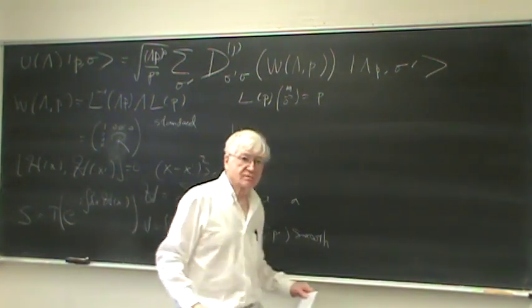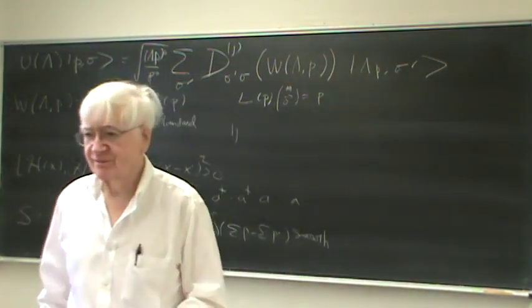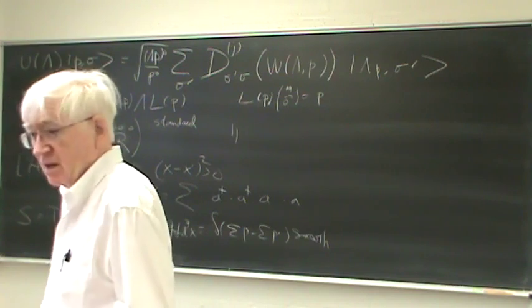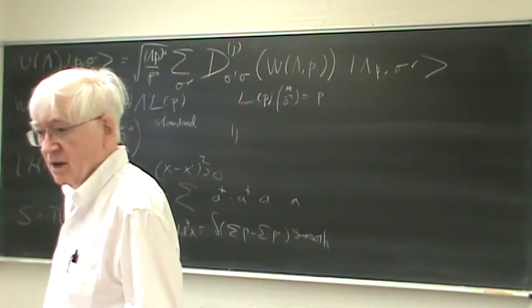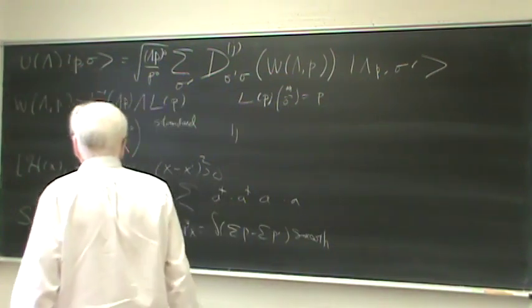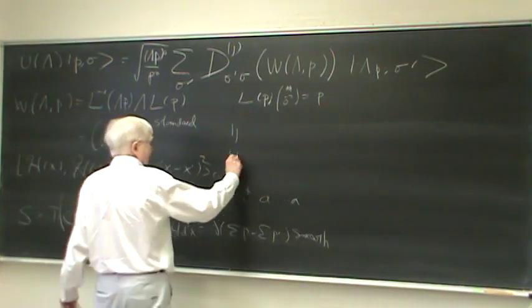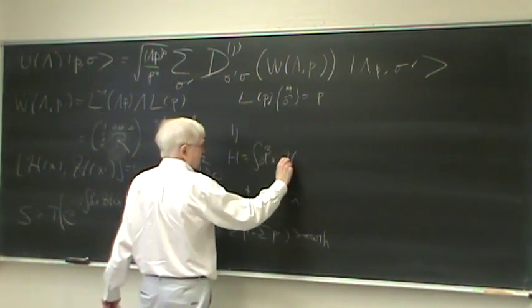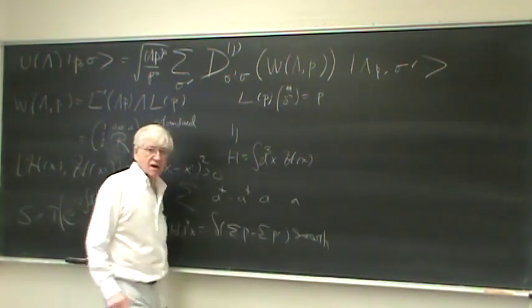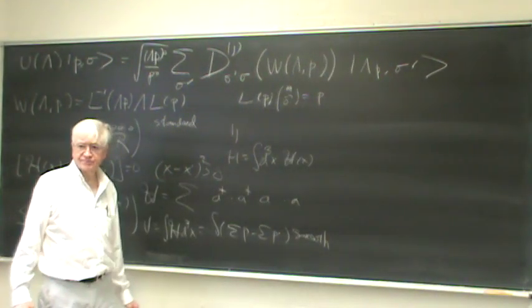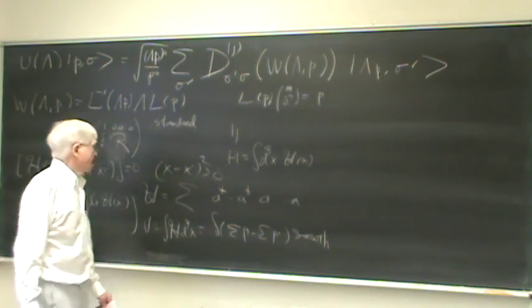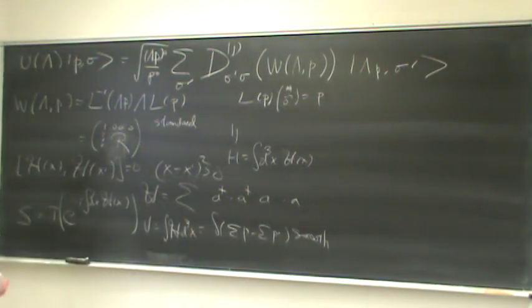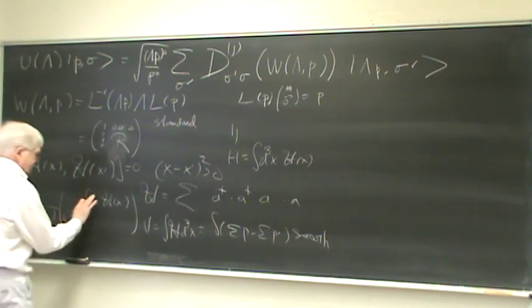Sorry, you said the Hamiltonian density? I've never heard that before. What is that? Well, the Hamiltonian is an integral d cubed x of a Hamiltonian density. And here, actually, I've left something out. This is d4x.